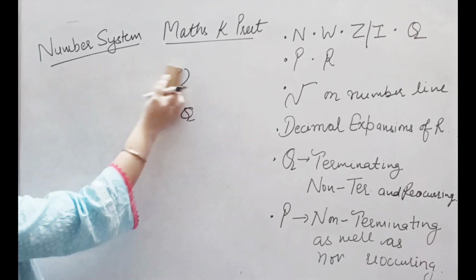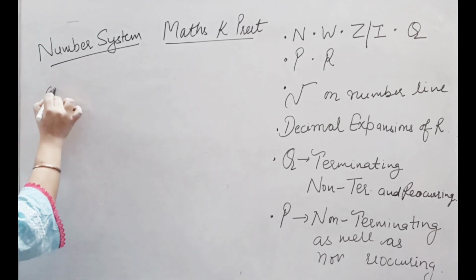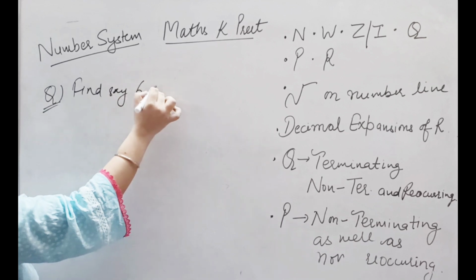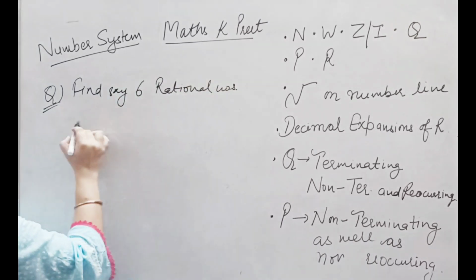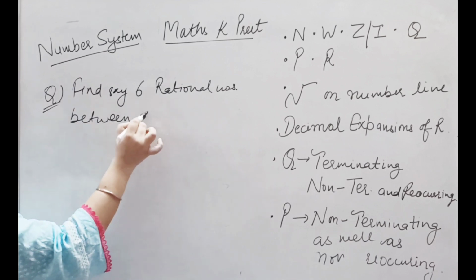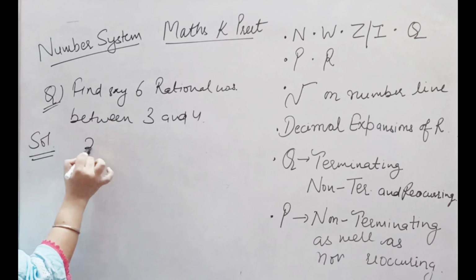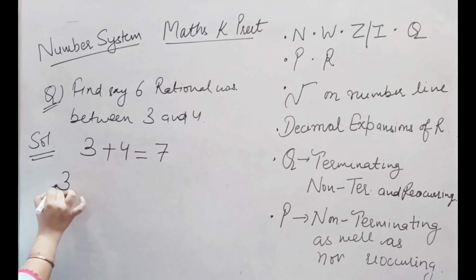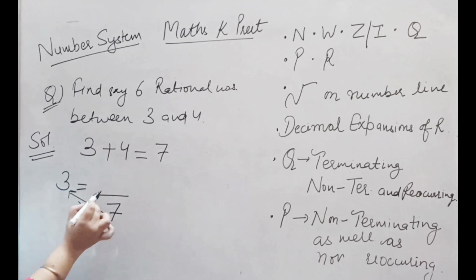How we can find rationals between any two numbers? So the question is, find 6 rational numbers between 3 and 4. How will we do this question? We will just add up the numbers we are given. Sum is 7. So 3 will be equals to, take this sum in the denominator and multiply these two. Put that value in the numerator.